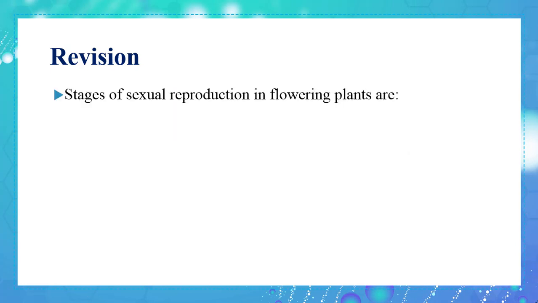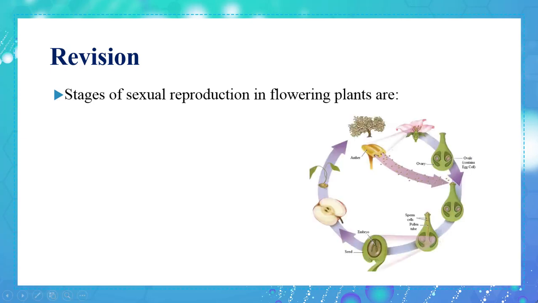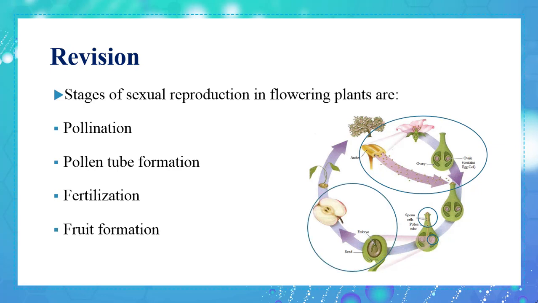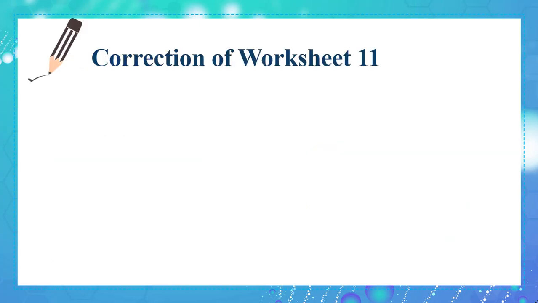The stages of sexual reproduction in flowering plants are pollination, pollen tube formation, fertilization, fruit formation, and finally planting seeds. Now let's correct worksheet 11 together.